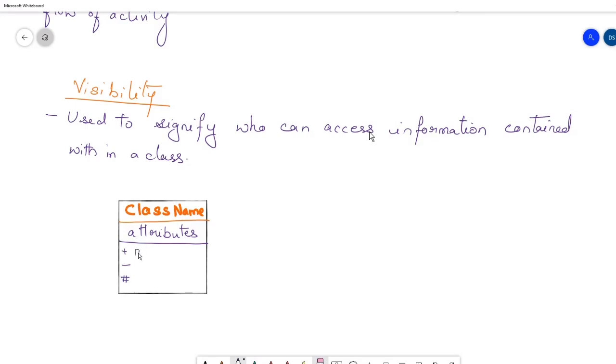Okay, so plus means public operations, minus would be private, and hash would be protected. Okay, so these are a few markers. We call them markers. So these are a few markers which define who all can access the information contained in that particular class.